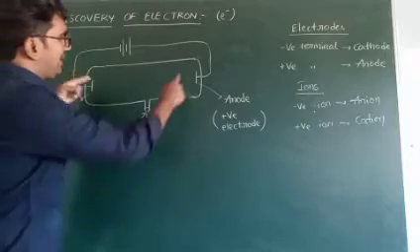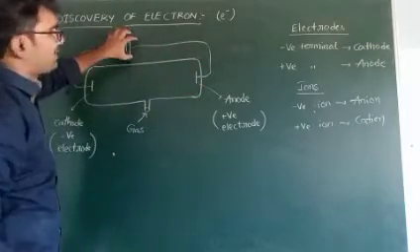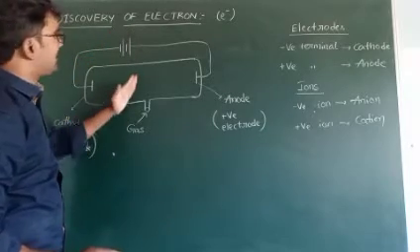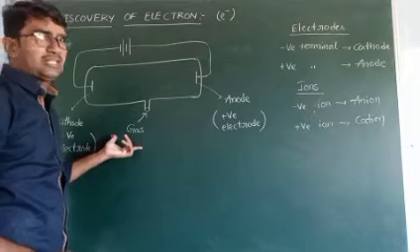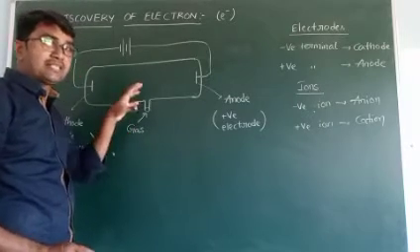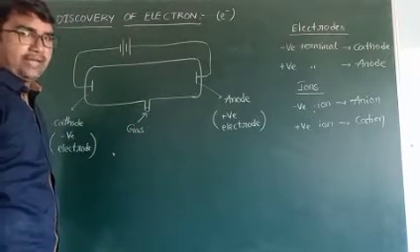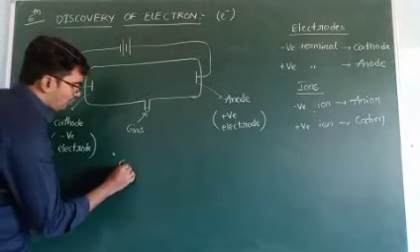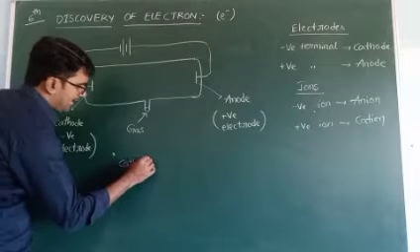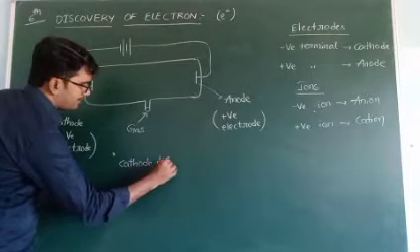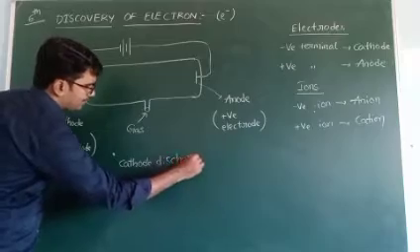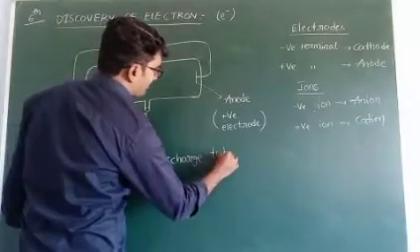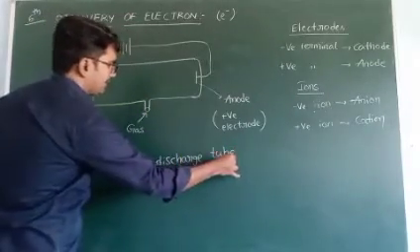These two are terminals, wires connected to the battery. That battery maintains some current, means some voltage, and inside it is filled with any suitable gas. That gas creates pressure inside the tube. Okay, right. So this total experiment is called the cathode discharge tube.